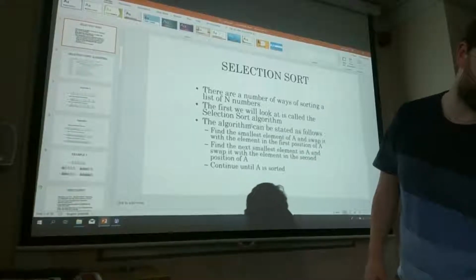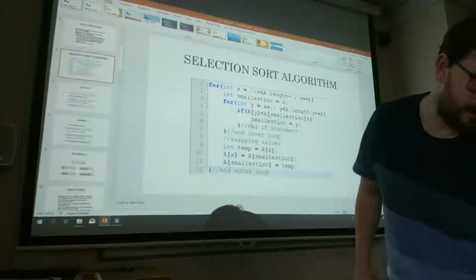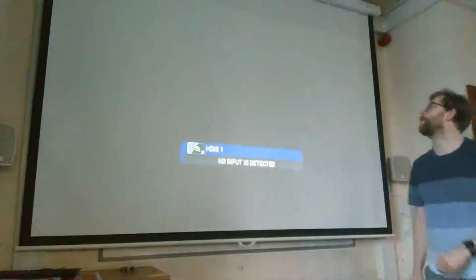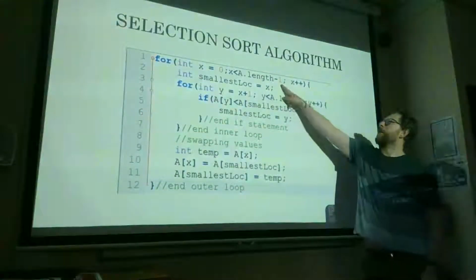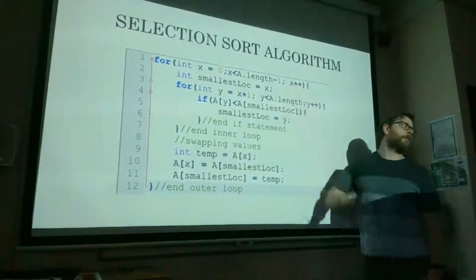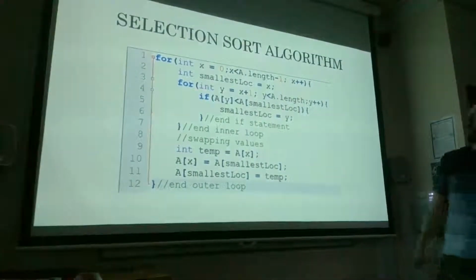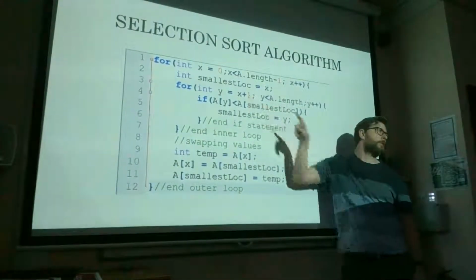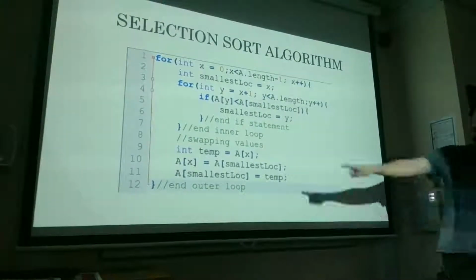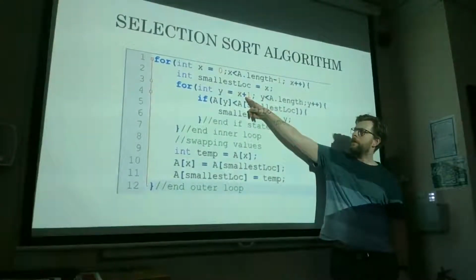The two mistakes that students make in selection sort: they very often leave out this, the -1, or they leave out this, the +1. This one, not that big a deal.